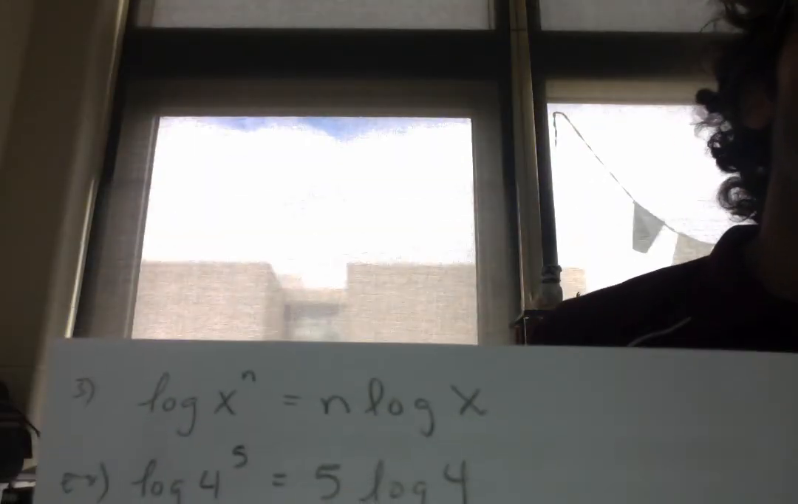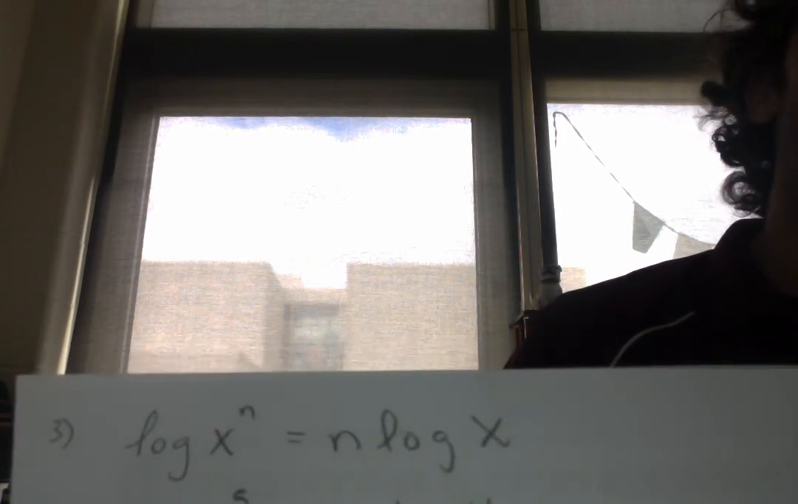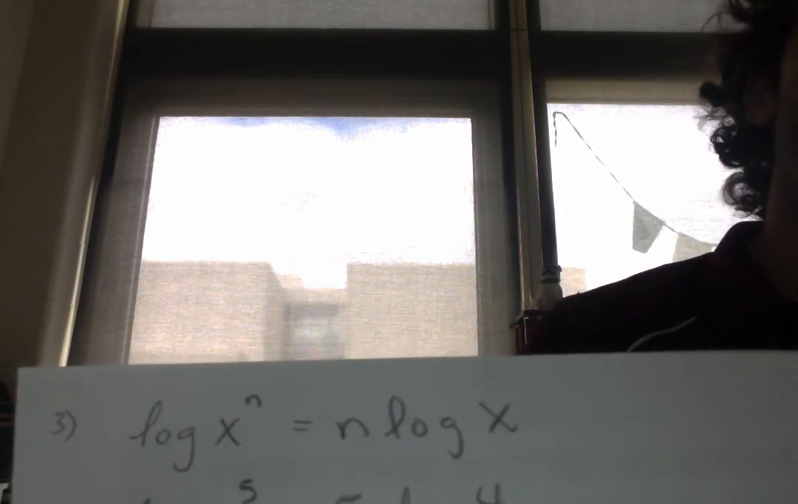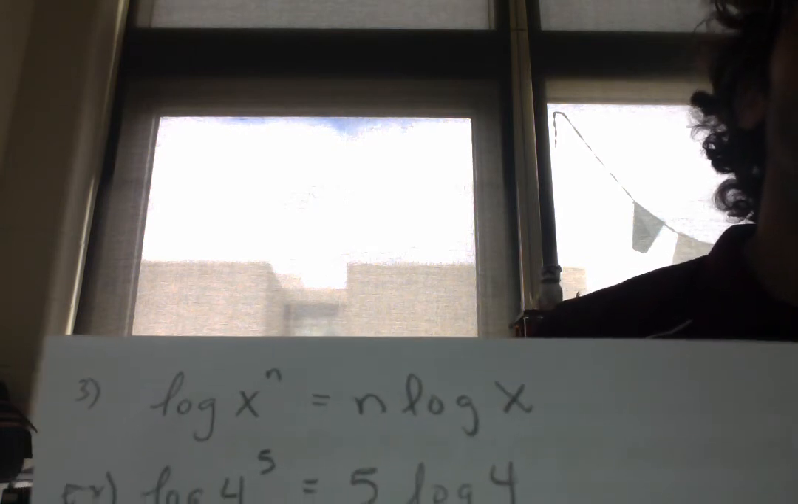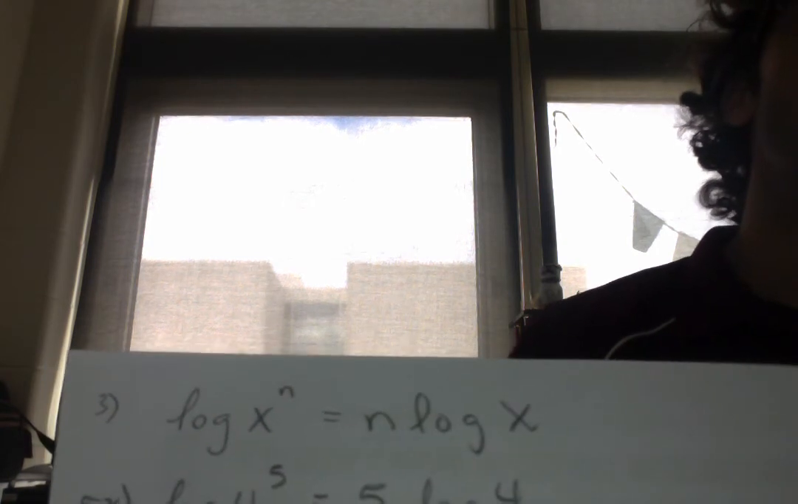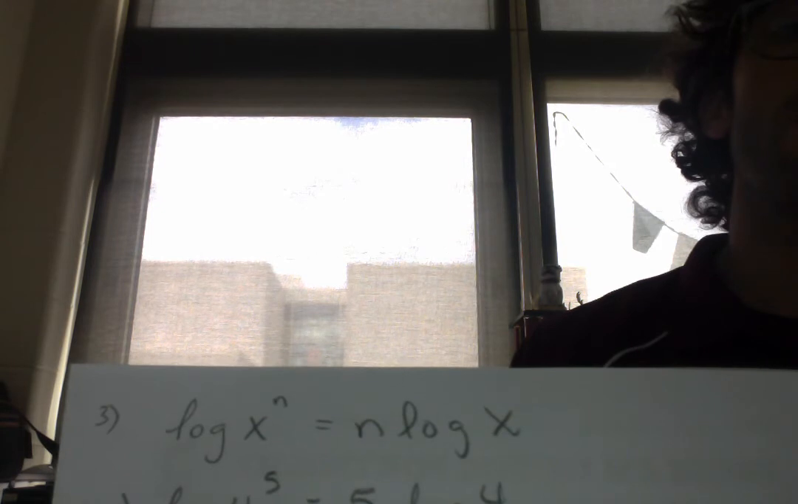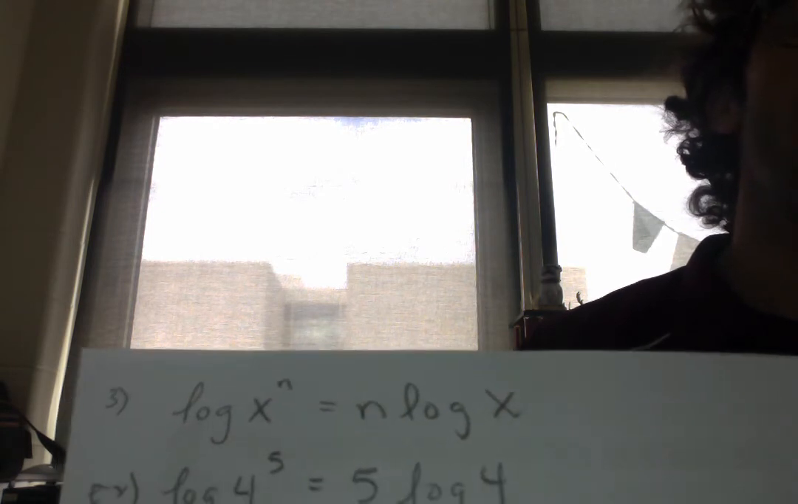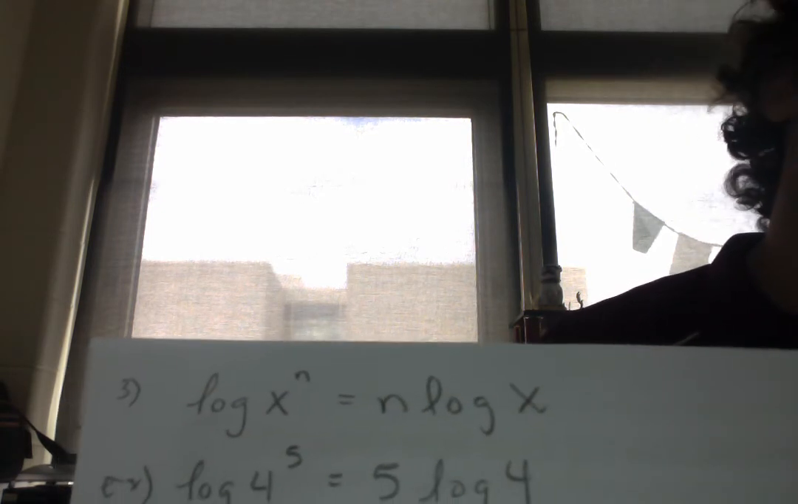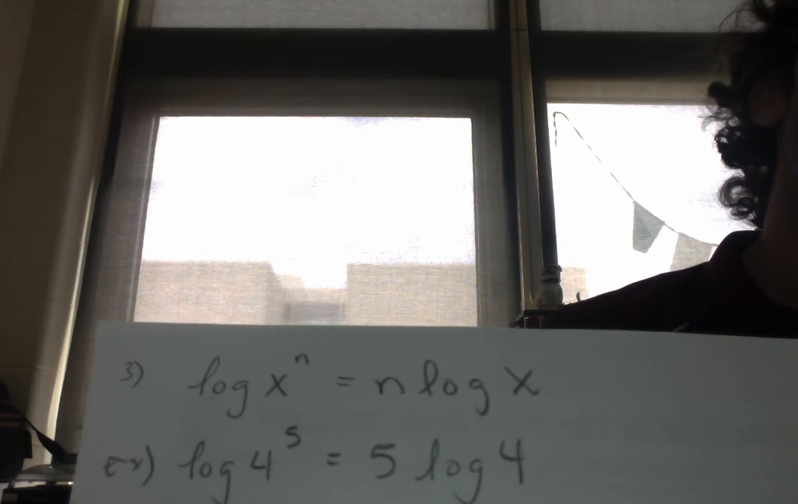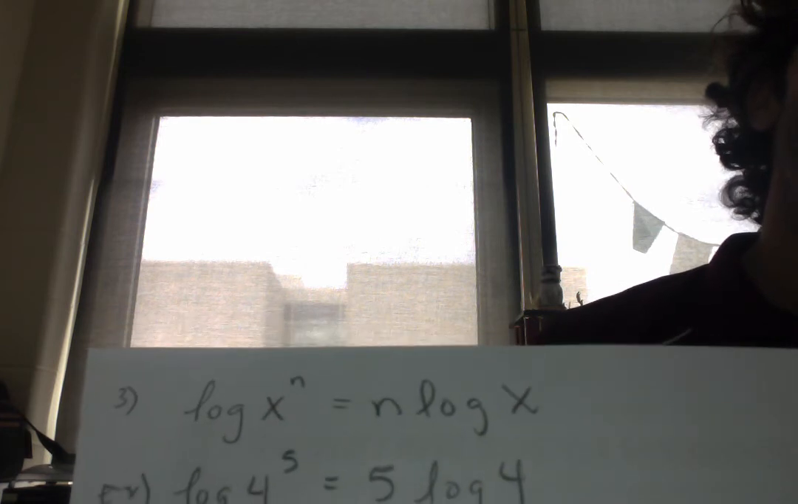Next property is the log of a power. Okay, log of x to the 9th. See how the argument has a power n? Well, that power can be written as a coefficient on the logarithm. Okay, so log of x to the nth power is also written n times log x. So you can bring that argument's exponent into the coefficient, into the front.